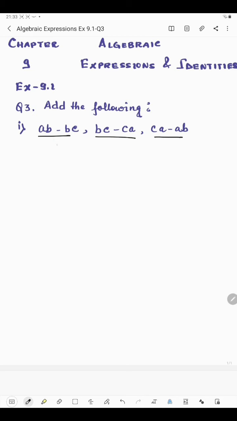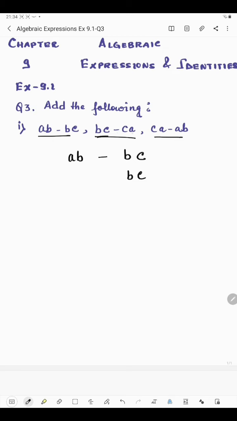So at first we have AB minus BC. In the first expression we have AB minus BC. Now in the second expression we have BC minus CA. So the first expression should be written in the first line, and the second expression in the second line. Now BC, where to put BC? Here we have BC, so below BC we will put BC. As the sign of BC is positive, we don't have to put a plus sign.